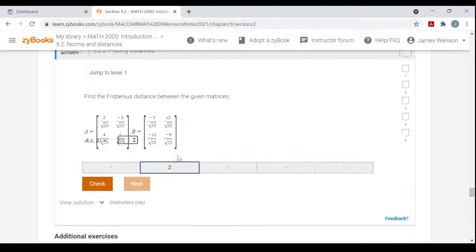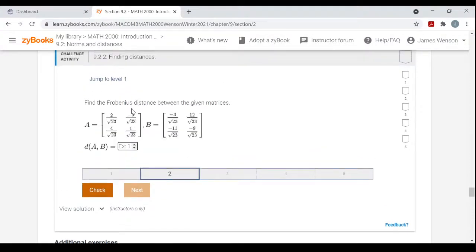Level 2, Frobenius, right? So you do the Frobenius inner product. First you find a minus b. You're doing distance between a and b, so find a minus b. Then what's the Frobenius inner product of a minus b with itself? And then the square root of that, right, for your distance.